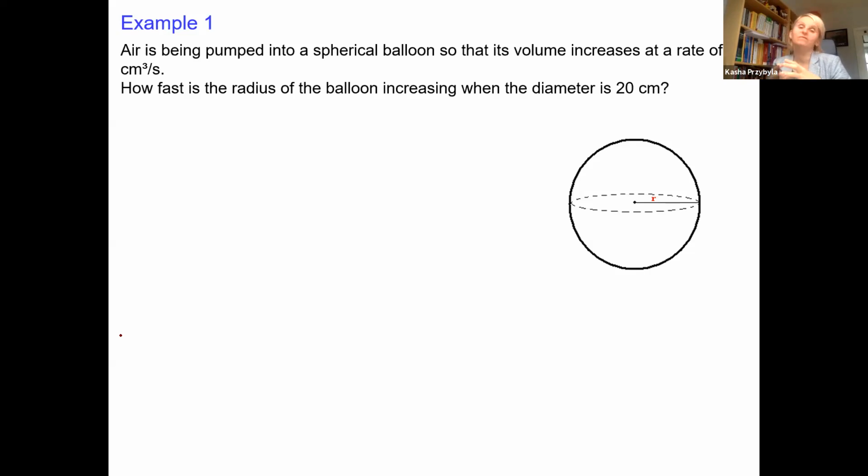Okay, if the volume is increasing, what do you think? Is the radius also increasing? Yes. Okay. What about the diameter, because that's even in the question? Is the diameter increasing, or is the diameter 20?